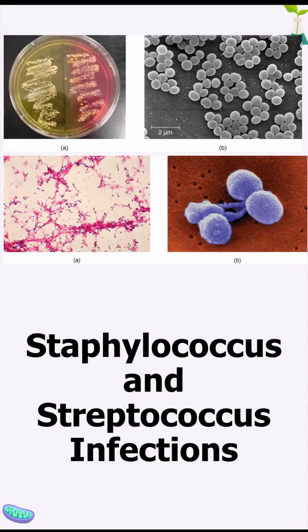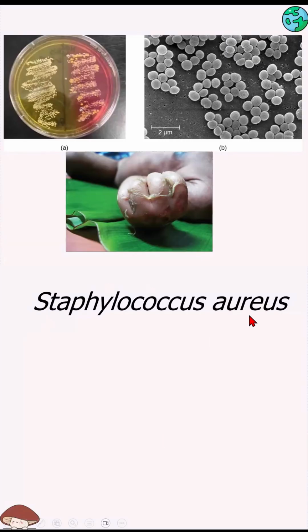Hello, in this video, we're going to go over infections caused by the bacteria found in the Staphylococcus genus and the Streptococcus genus. So let's start with Staph aureus. Staph aureus is a species in the Staphylococcus genus.